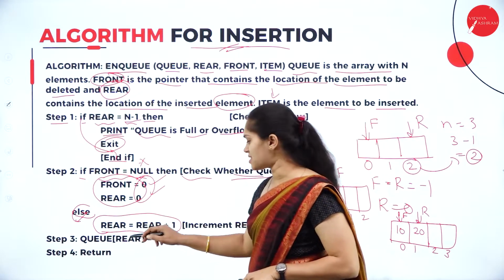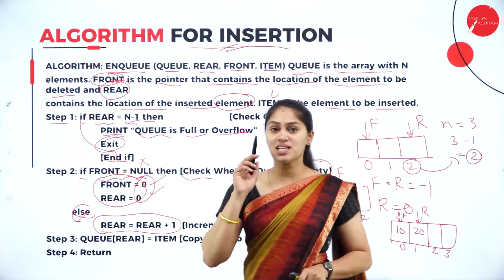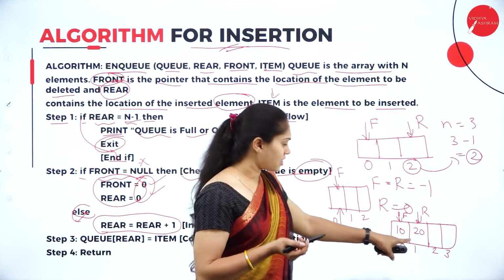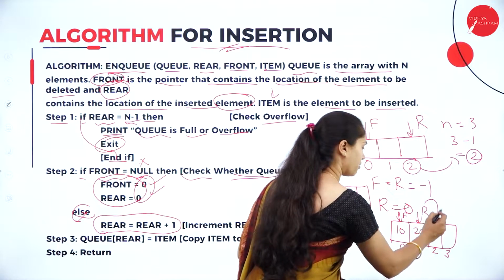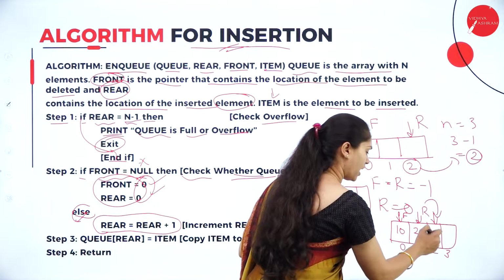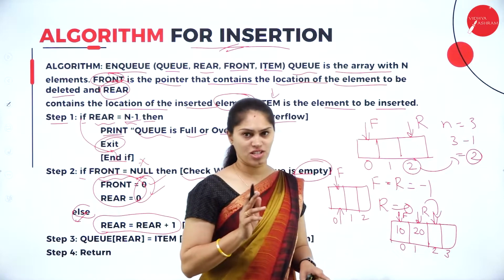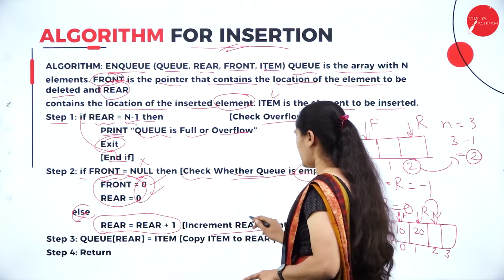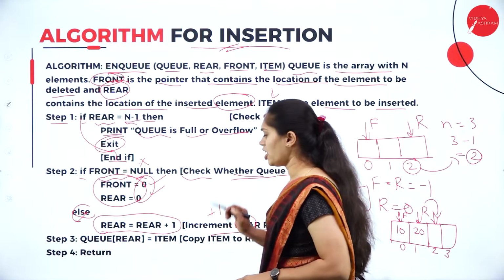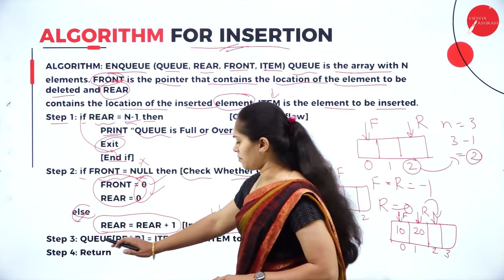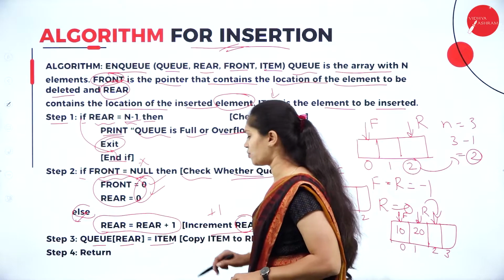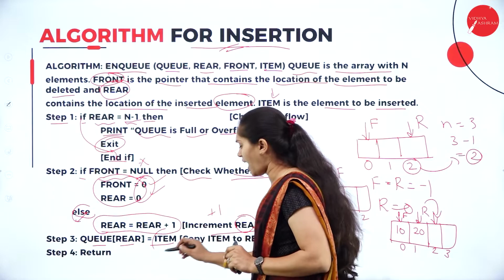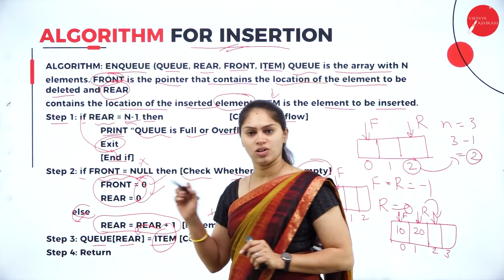What do we have in the else? Rear is equal to rear plus 1. So rear is at location 1. Rear plus 1 in the sense rear will be incremented by 1. So the location of rear is now at the second position of the queue. So this rear pointer is going to be incremented by 1, and now I can add an element. Queue of rear is equal to item.